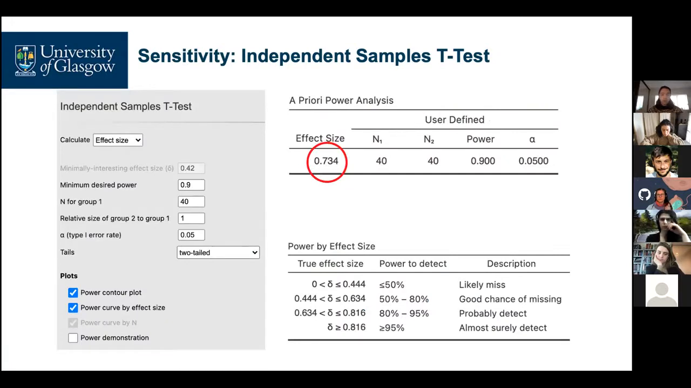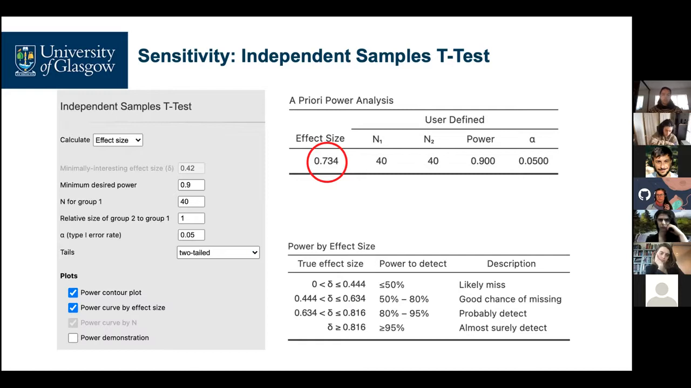So now we're going to change it to a different scenario. So still within independent samples t-test, but instead of how many participants we would need for a given effect, we're going to think about sensitivity. So all you need to do here is change under calculate, instead of n per group, you want it as effect size. So effect size will now be the grayed out one.